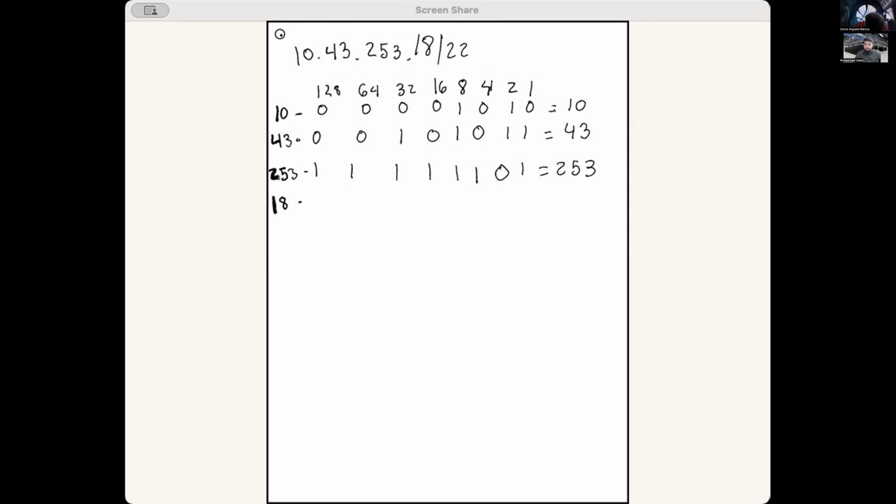Then 18 is set to 0, 0, 0, 1, 0, 0, 1, 0, which is 18. So let's look at this slash 22 portion.